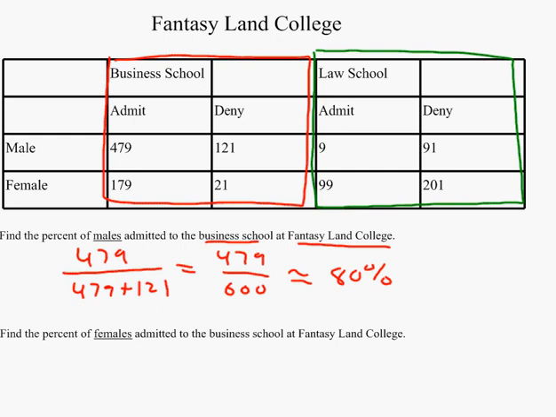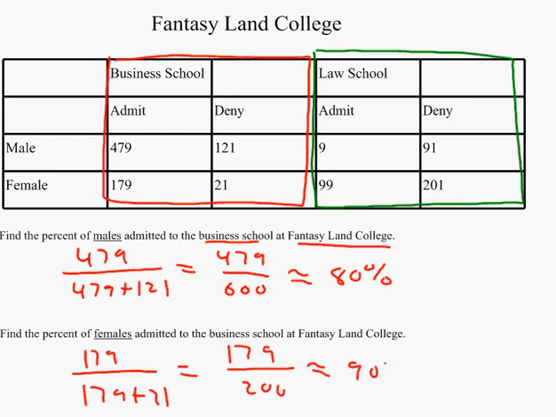Okay, so let's compare females now. If we look at females at the business school, 179 were accepted out of a total of 179 plus 21 who applied. That's 179 over 200. If we divide that, we get just about 90%.